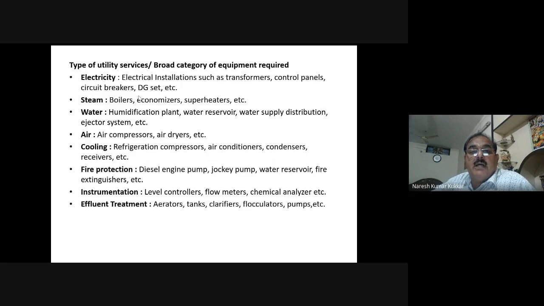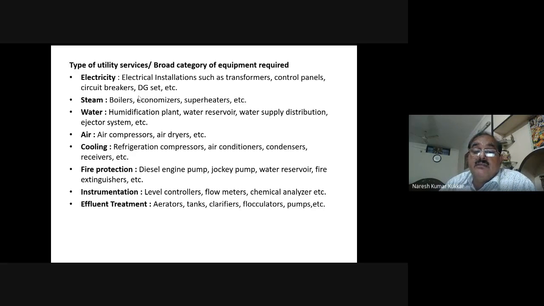Now, which types of utility services, broadly by category, or we are again expanding: electricity installation such as transformer, control panel, circuit breaker, DG set. Then comes steam: boiler, economizer and superheater we use. These were already covered. Then water: water purification plant, water reservoir, water supply, and ejector system. Then comes the air compressor and air dryers.